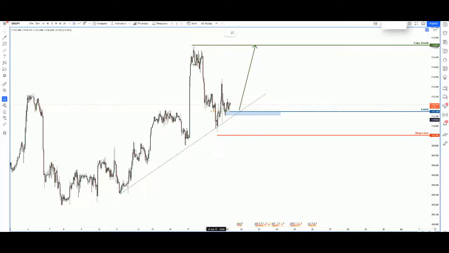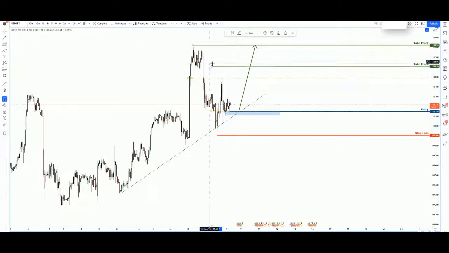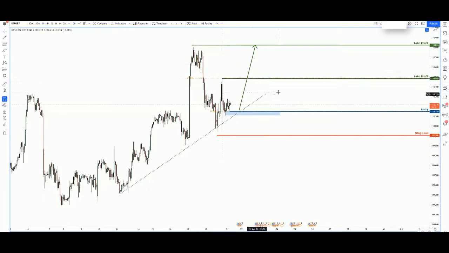Last but not least, there's a movement from this high to this low. We can do a retracement also to find an intraday take profit, high to low, and we see that the 61.8 falls in line with the recent swing high. So we can actually have an intraday take profit here.